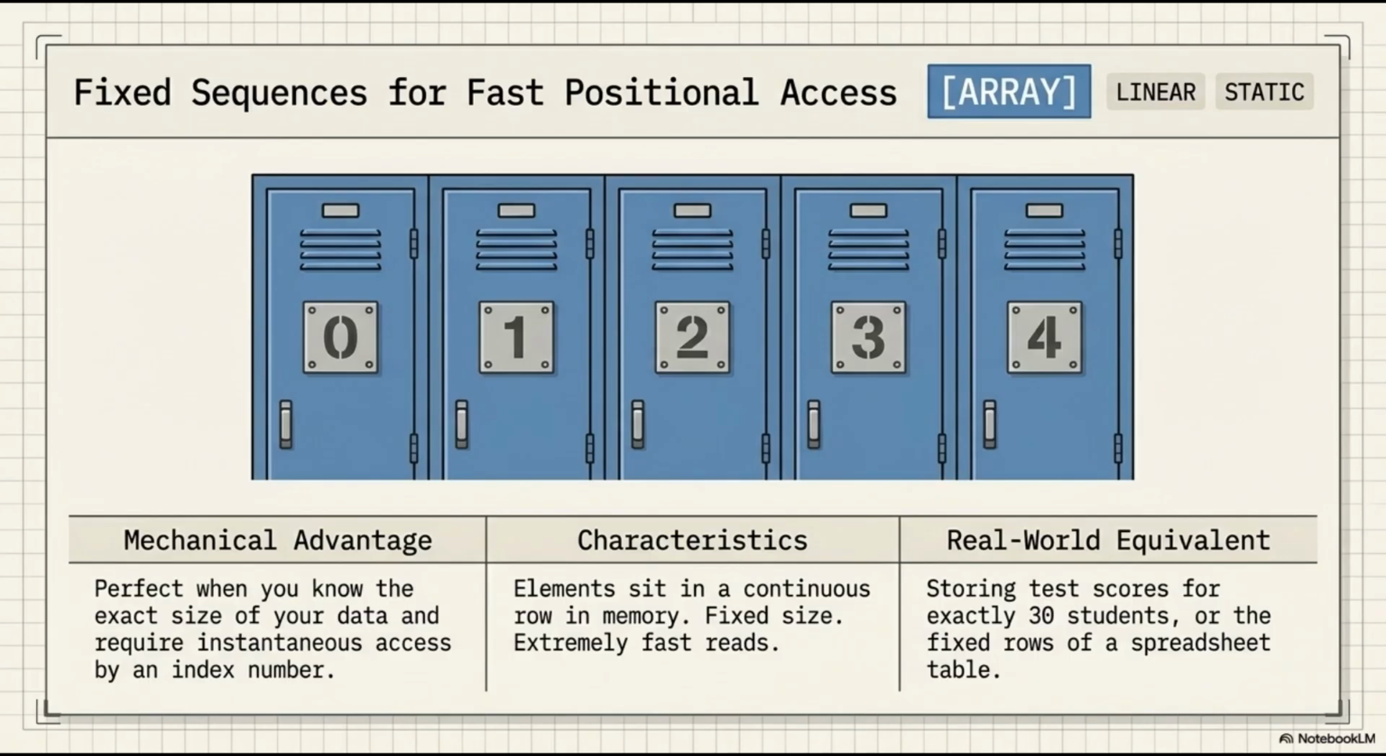The array is your static workhorse. It offers instant reads by an exact index number, just like opening a specific numbered school locker. If you have a fixed dataset, say exactly 30 test scores, sitting in a continuous row in memory, the array gives you a massive mechanical advantage for instantaneous access.